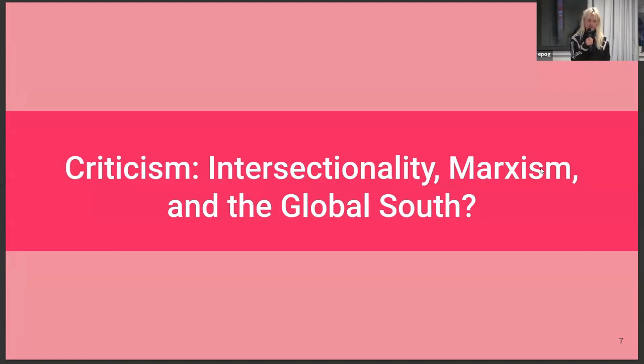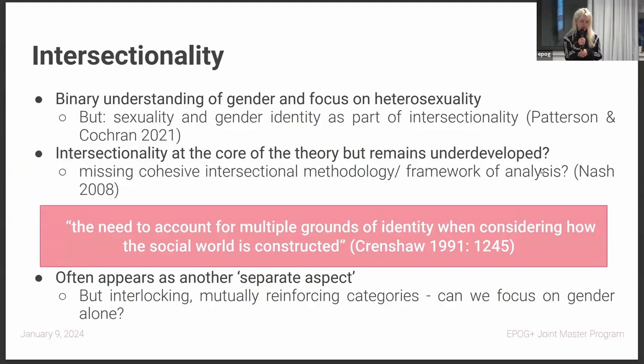And then we were also asked to criticize, or we have some remarks on the two chapters that we read. Of course, we didn't read the whole book, so it's a bit unfair, I guess. But overall, the three of us really enjoyed reading the two chapters. Our criticism is more based on something that we would have liked to hear more about, or some more specification on. And these points are intersectionality, Marxism, and the Global South. I'm going to start with intersectionality.